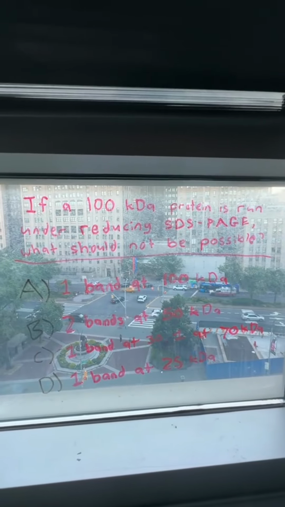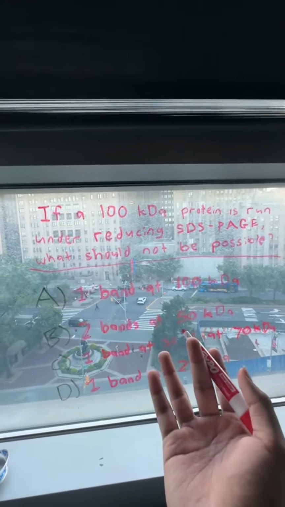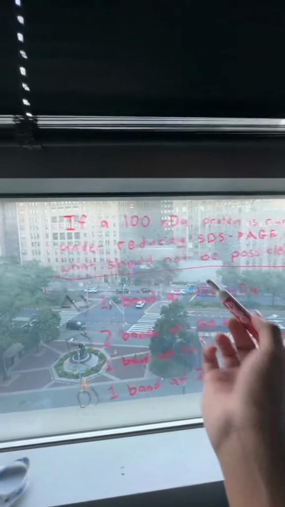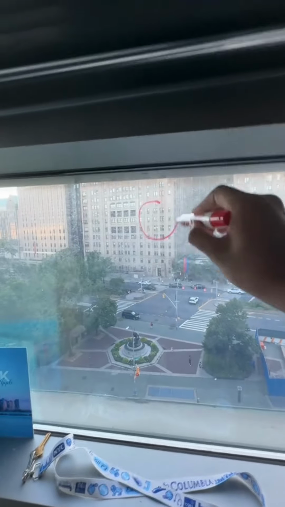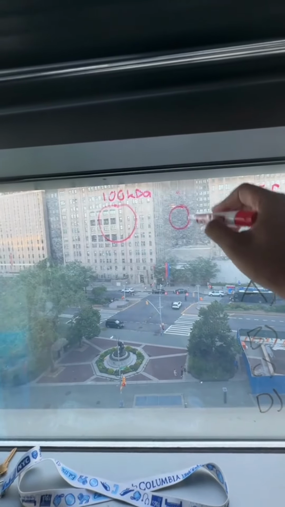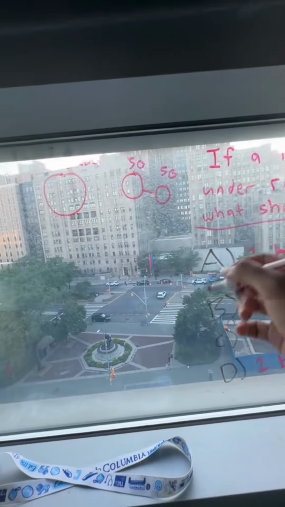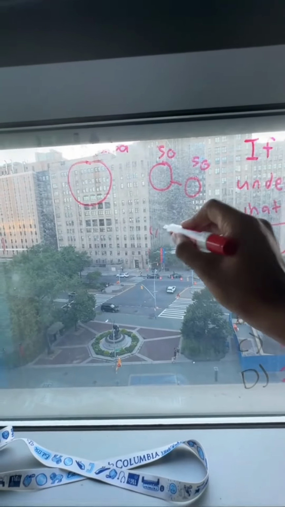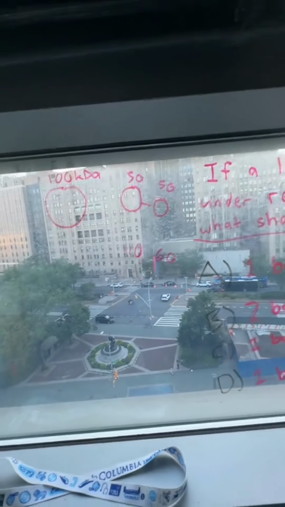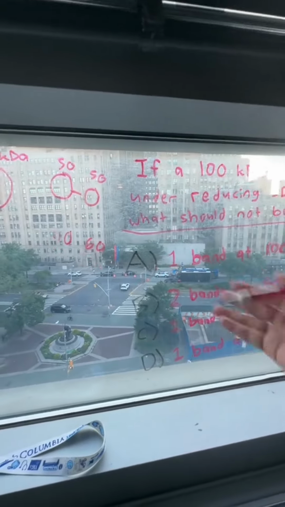A 100 kilodalton protein is run under reducing SDS-PAGE. What should not be possible? They don't tell us anything about this protein other than that it's 100 kilodaltons. For example, it could be a single monomer that's 100 kilodaltons, or a homodimer made up of two 50 kilodalton components, or a heterodimer made up of 40 and 60, or 30 and 70, whatever the case may be. They don't tell you that, so you have to just see the options and see what could match up to this protein.